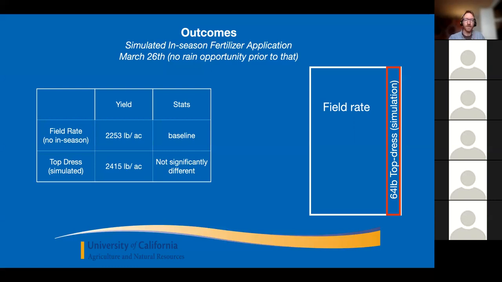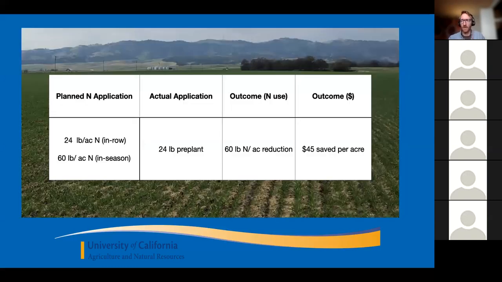The model works, and it ends up saving the grower some money. So the planned application was maybe 24 pounds up front and 60 pounds in season. What the grower ended up doing was just 24 pounds pre-plant. Again, there was a lot of soil nitrate in the soil from the previous crop and from some compost applications earlier. But essentially, the outcome is that you don't put 60 pounds down, which may have been the normal habit at that time.